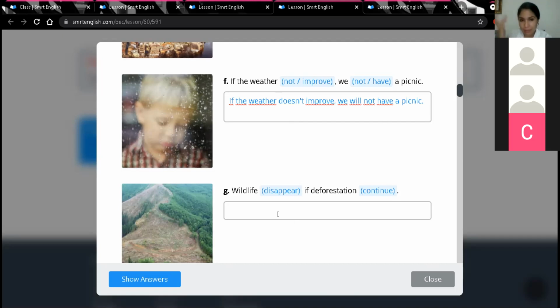Okay, letter G. Alberto, please. Will life disappear? Take a look at it. I was wondering if you were going to get confused with this. Remember, the if clause goes with the present tense. The result clause goes with the future tense. In this case, you are starting with the result clause. That means: Will life disappear if deforestation continues? Very good.